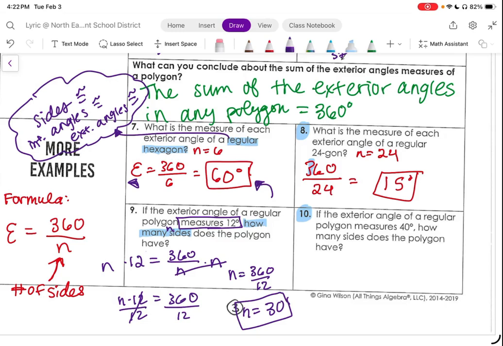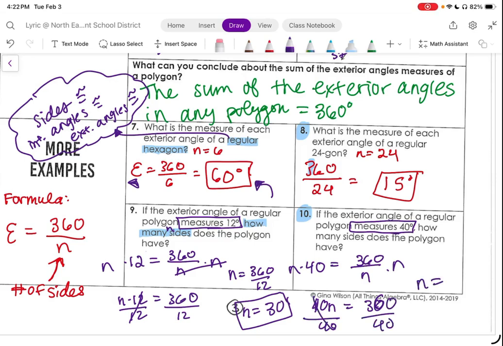All right, let's check your work. It's saying the exterior angle is 40 degrees. How many sides? So again, we're looking for n. So plugging in 40 for E, 360 divided by n. We multiply by n, ooh, not m. We multiply by n. And then on the next step, we're going to divide by 40. I would prefer to put the 40 in front, but 360, then divide by 40. And we get n equals 9. So this is a 9-gon, or a polygon with 9 sides.